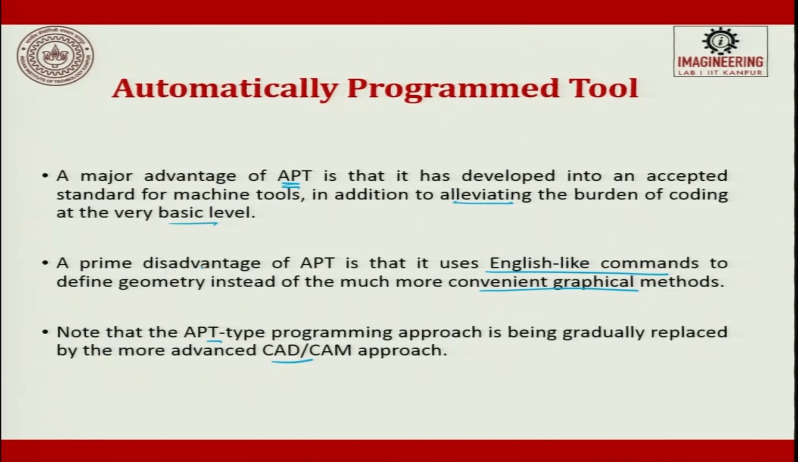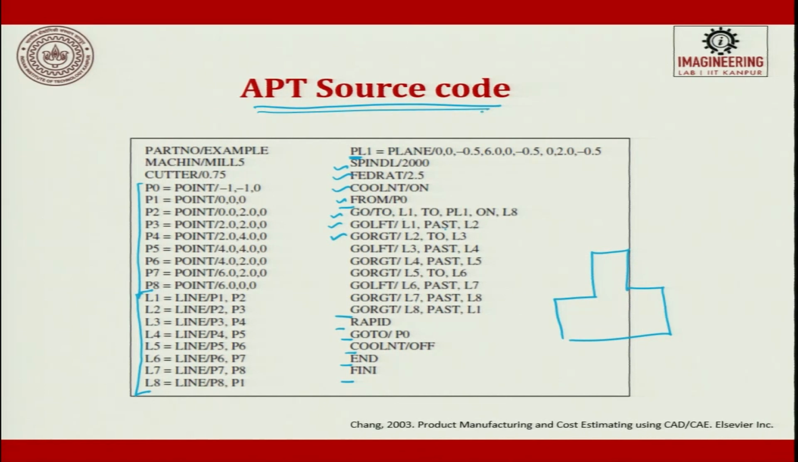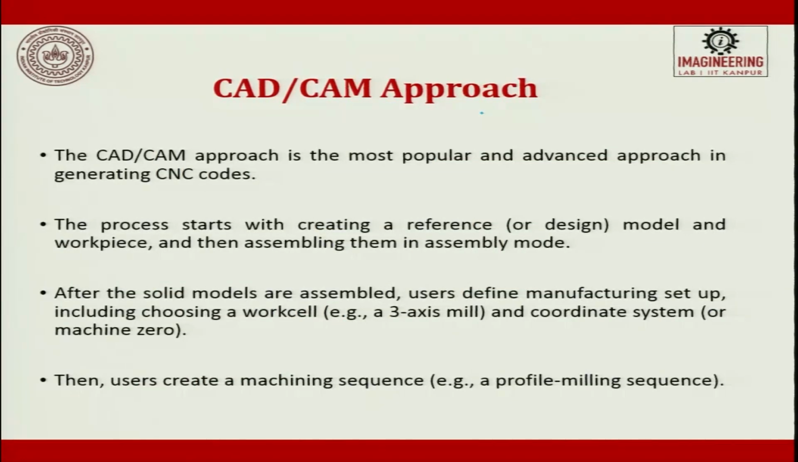So, a prime disadvantage of APT is that it uses English-like commands. Here this also you should see, as I told you. An APT post processor program is used to read these statements, interpret the meaning, and perform all the necessary calculations to generate a series of cutter location points. So, that is the CL data file which will be generated. So, this is the APT source code which is generated. This will be compiled and you can use it.